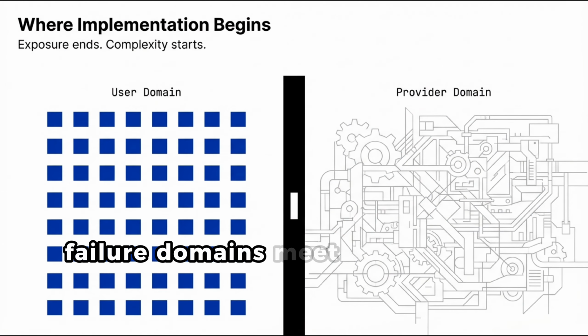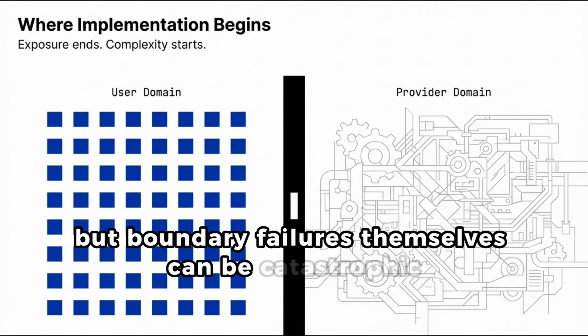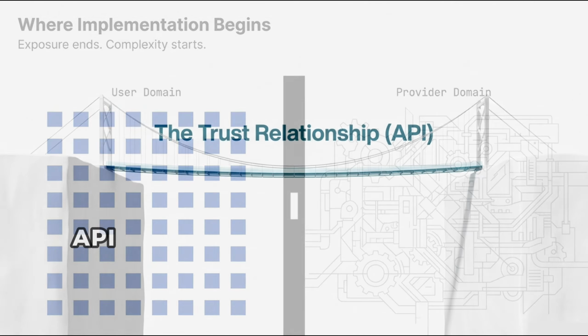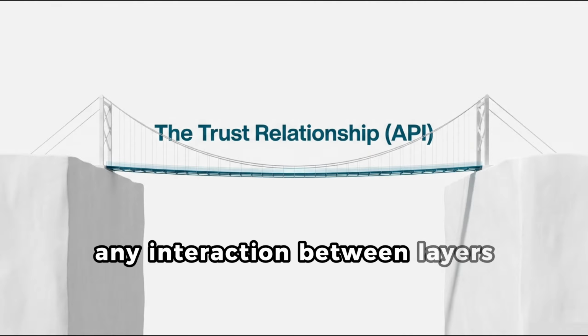Failure domains meet at boundaries. Problems on one side of a boundary don't always propagate to the other side. Boundaries can contain failures, but boundary failures themselves can be catastrophic because nothing can cross if the boundary breaks. API outages are boundary failures that prevent any interaction between layers.